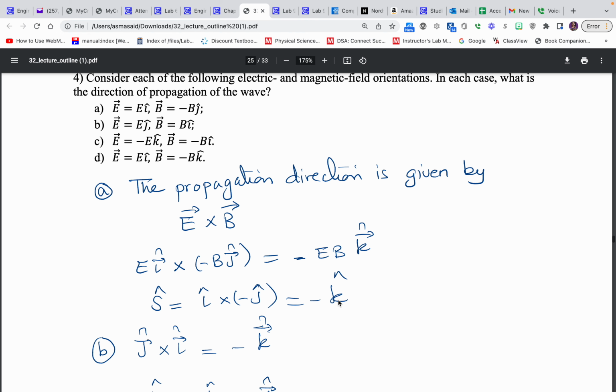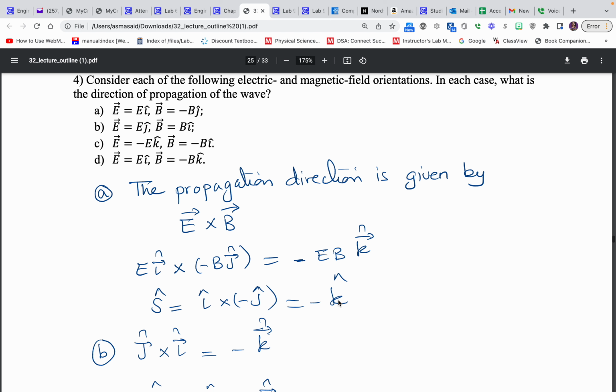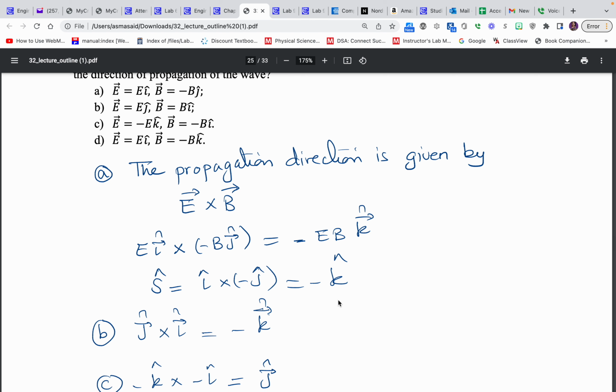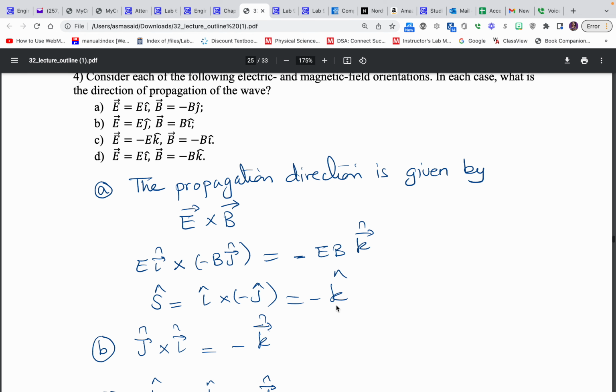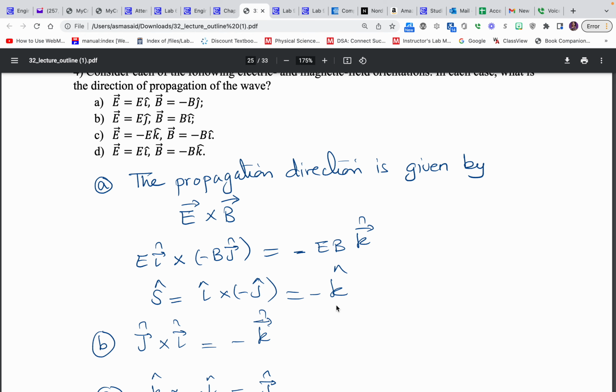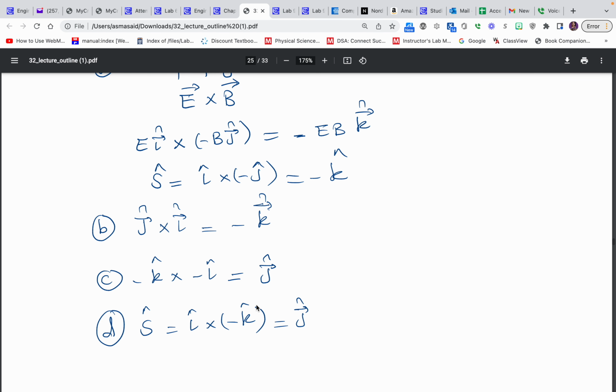For B, we have E along the positive y, and B along the positive x, and therefore it is going to be j cross i, and that is negative k. For C, E equals negative E k, and B is negative B i. Then it's going to be negative k cross negative i, and that is going to be j.